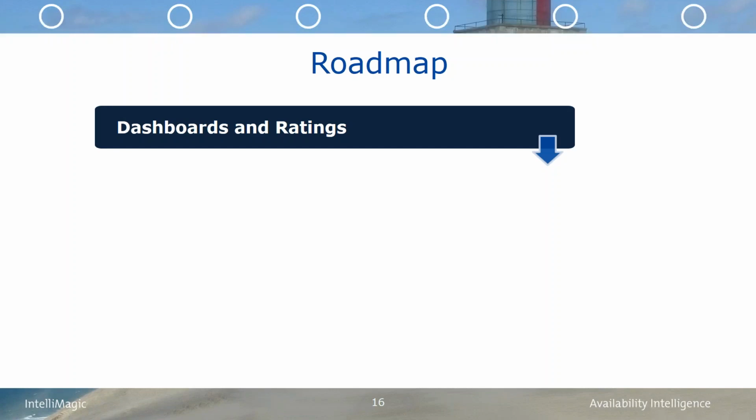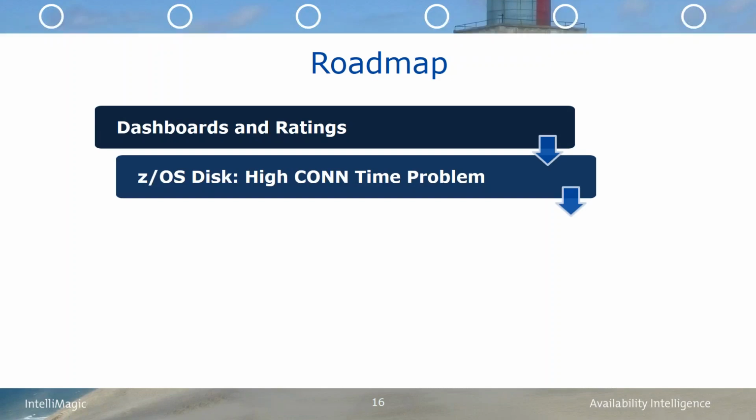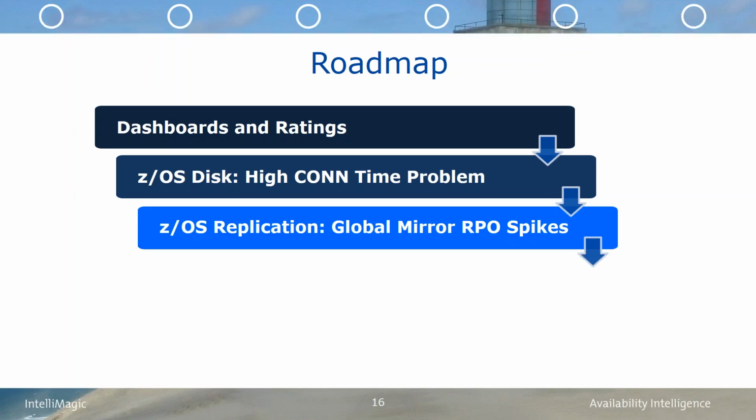So the first thing I'm going to talk about are dashboards and ratings, and show you how our dashboards work and how our rating system works, using some of that embedded intelligence that Brent was mentioning. Then I have a very simple example, but very powerful, of a high connect time problem. We've got a mysterious case of expanded connect time, and we're going to show you how we can dig into it and solve it.